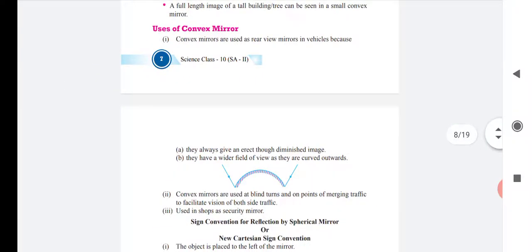The first application of convex mirror is as rear view mirrors in vehicles because they always give an erect though diminished image. They have a wider field of view so that you can see the large traffic behind you. The second one is that convex mirrors are used at blind turns, on the points of merging traffic, to facilitate vision of both side traffic. You can have an enlarged view of the traffic, and they are used in shops as a security mirror. So these are today's topics.